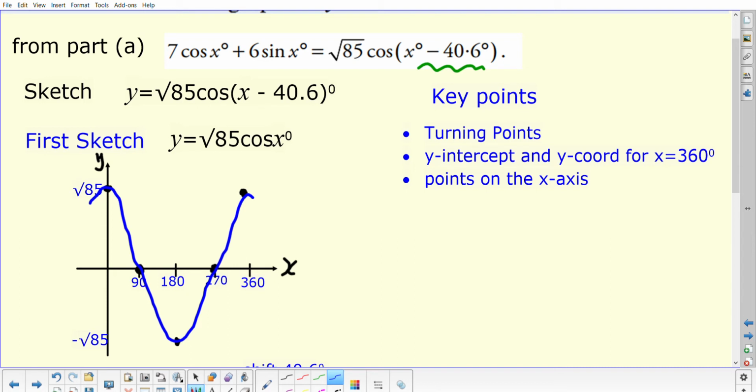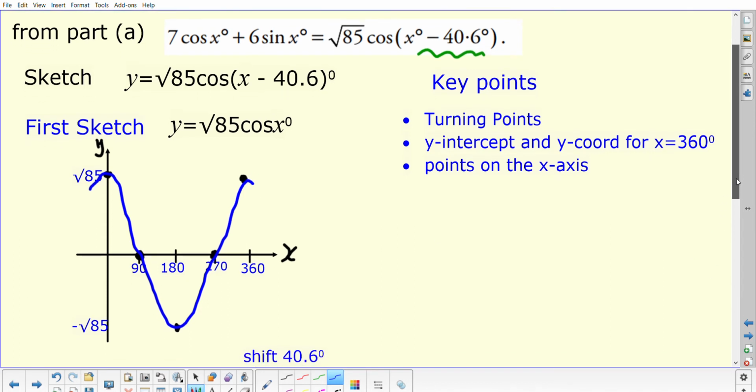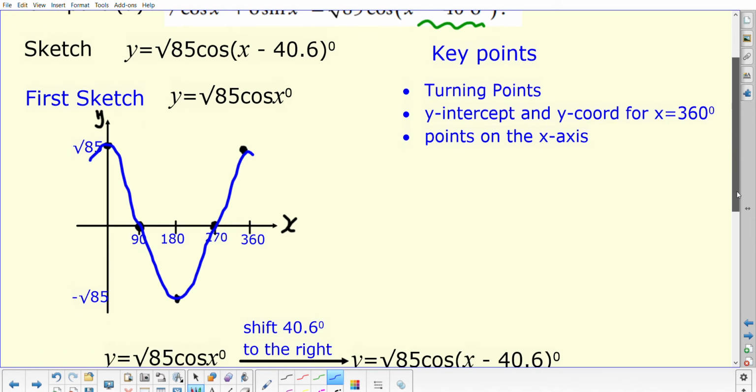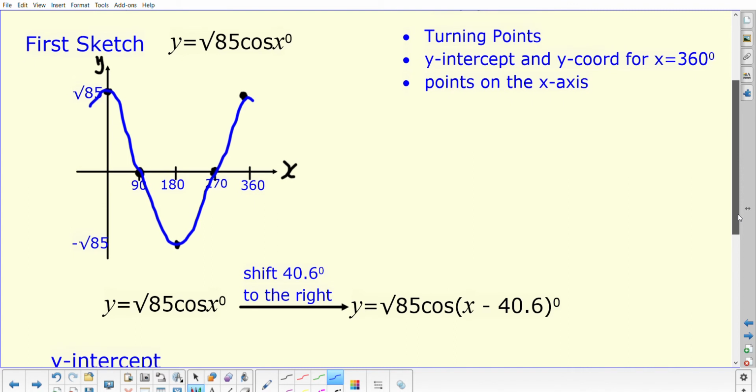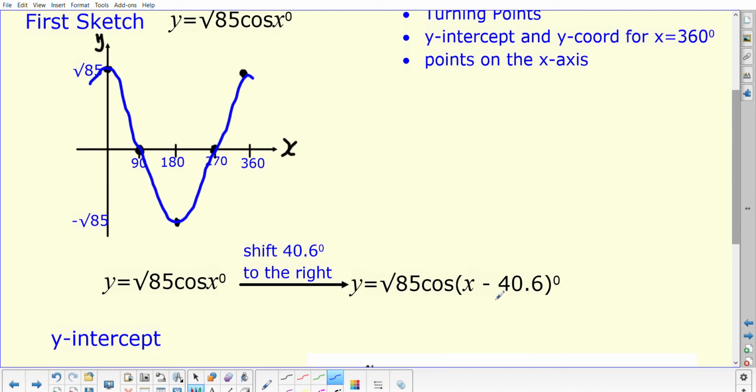Basically, that's what root 85 cos x looks like. So to get to the one we're trying to get to, that minus 40.6 in brackets, this bit here, just basically means that it's this.